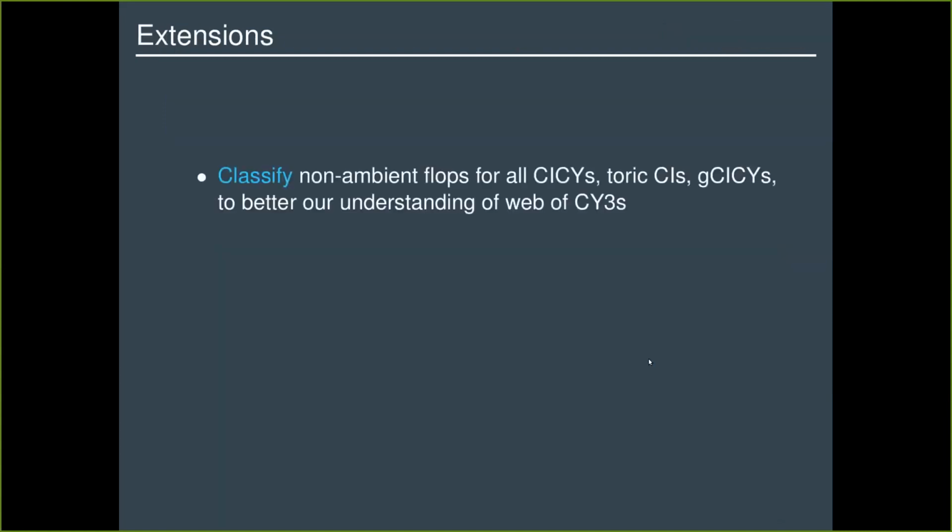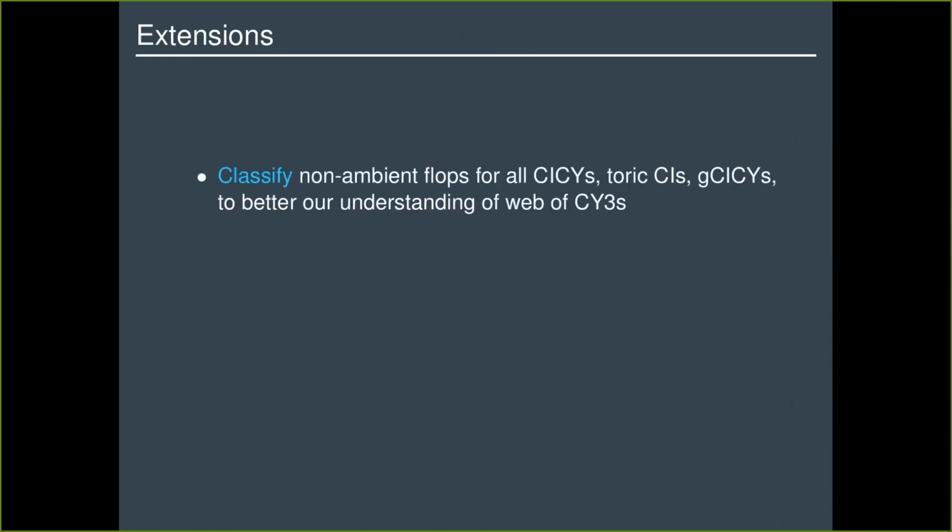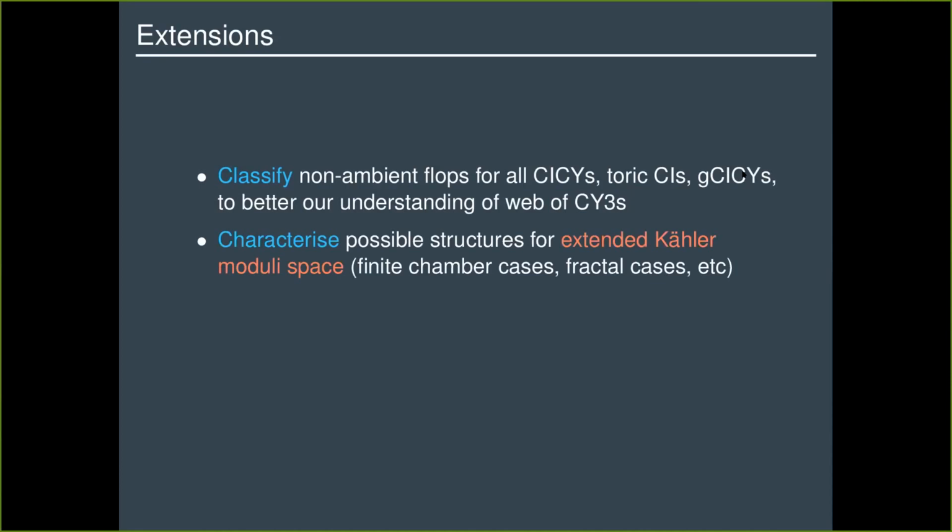So what are some of the extensions of what I've talked about so far? This is where the content of the talk is finished. Here's one extension you could do. You could try to classify all of these non-ambient flops for all CICYs, toric complete intersections, and generalized CICYs, for a better understanding of the web of Calabi-Yau threefolds. What I talked about so far were some particular examples where you can perform these non-ambient flops, but it's not clear that these are the only ones. One should perform a more systematic study of these, especially in the case of generalized CICYs, where it's a little bit less clear what's happening.